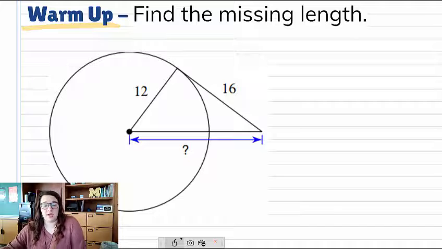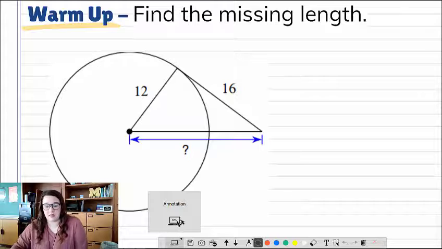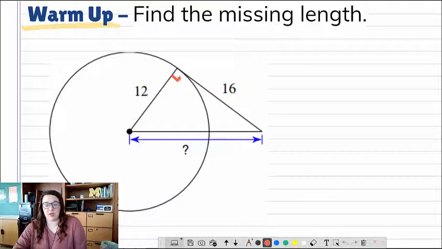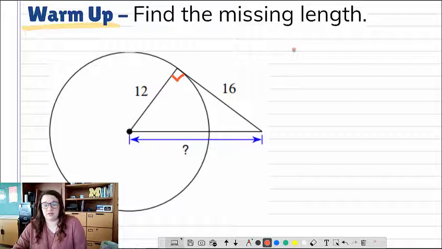Alright, here's the warm-up. We have a circle with a tangent line marked as length 16 and a radius 12, and we're looking for this missing length. We can use the property of a tangent line knowing that it is perpendicular to the radius. So I'm going to mark in this right angle, and now I can recognize that we can use Pythagorean theorem. The legs are 12 and 16, so 12 squared plus 16 squared equals question mark squared.